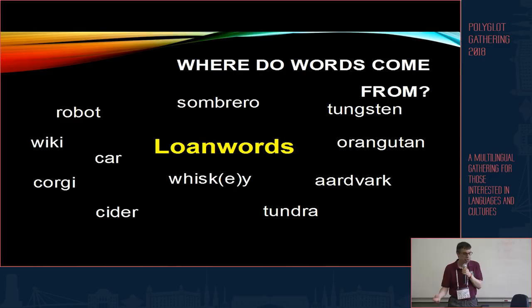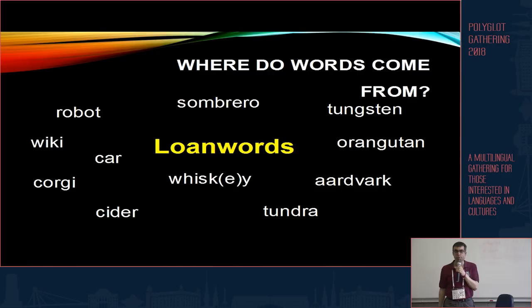How about tundra? Russian. Well, indirectly. Direct from Russian, but from Kildin Sami. It means a treeless plain. It came via Russian, but it originally came from the Sami language that they speak in the western part of Russia next to Finland. How about whiskey? Irish. It comes from uisce beatha, which means the water of life.